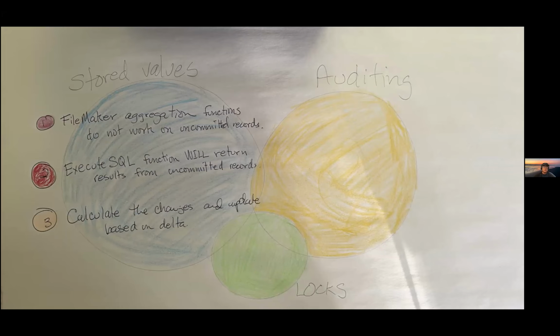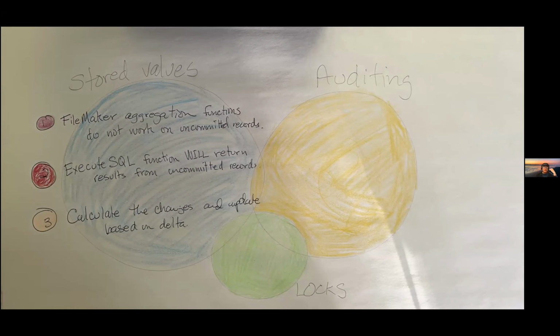And so the sweet spot is maybe if you're going to go down this approach of transactions to calculate the changes and update based on delta. This introduces the topic and gives you things to think about, but not enough time to dive into those details. So those are 3 important points to consider when you're going to move from unstored values to stored values.